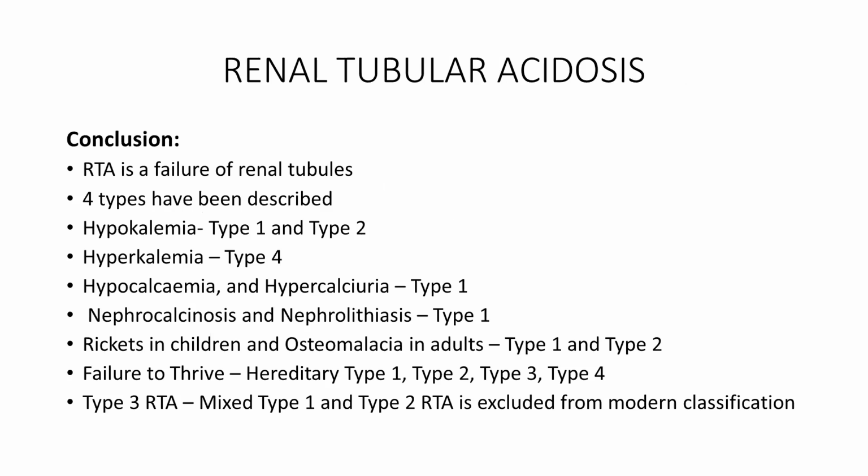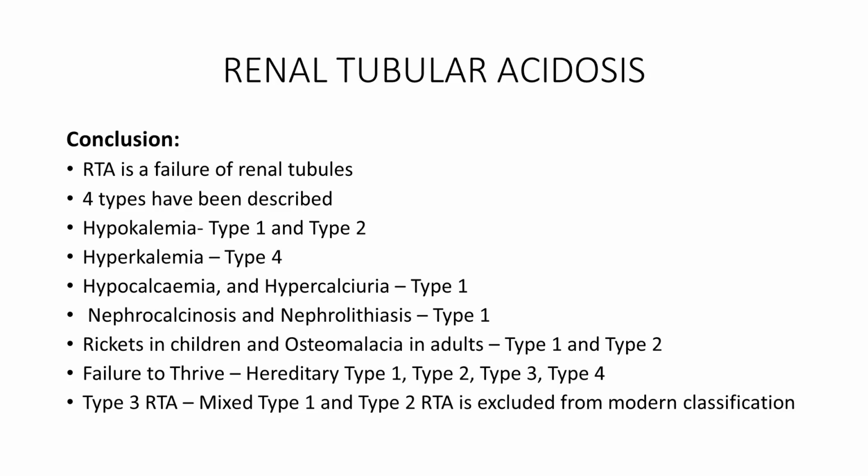So in conclusion, this is basically a summary of all the types of RTA. If you understand and remember the conclusion or the summary of renal tubular acidosis, you have covered almost the entire topic. RTA is a failure of renal tubules to acidify urine. Four types have been described. Type 1 and 2 are hypokalemic. Type 4 is hyperkalemic.